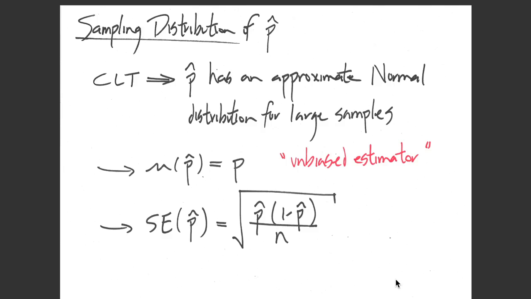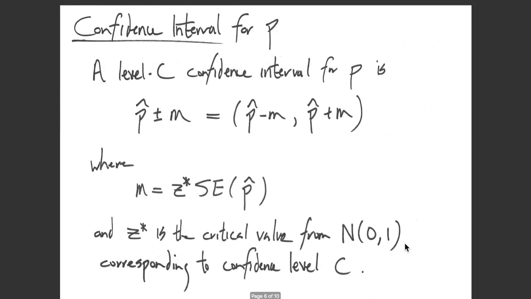Furthermore, we can determine from the central limit theorem that the standard error of p hat, that is, our estimate for the standard deviation of p hat, is given by this formula here. That is, you take p hat, multiply it by 1 minus p hat, divide by the sample size n, and then take the square root of all that, and that's our estimate for the standard deviation of p hat. And with those two things in hand, we can go ahead and find a confidence interval for p.